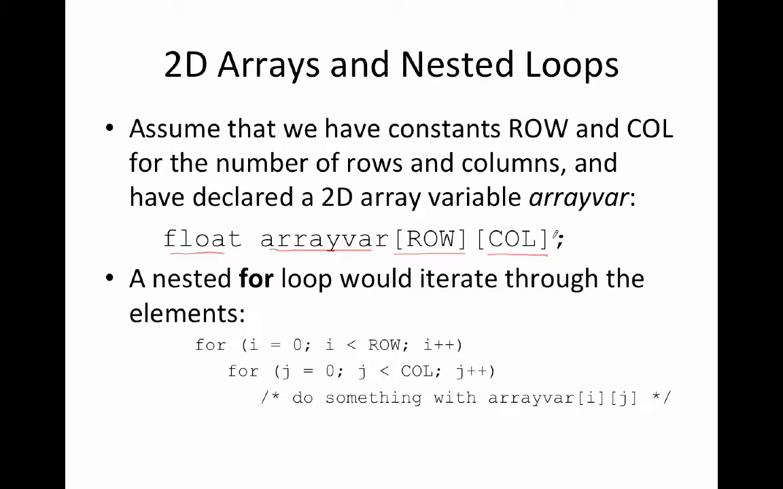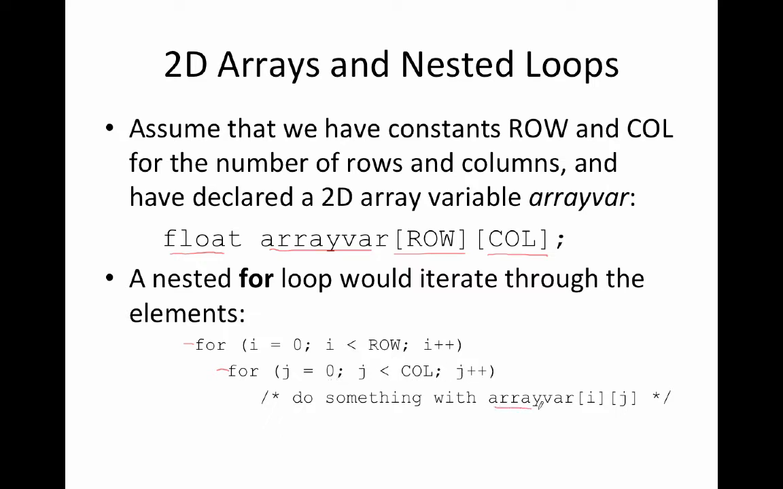So if we have an array variable like that and we want to do something with every element in the array, then we're going to use a nested for loop to iterate through all of the elements. So we're going to loop through the rows and we're going to loop through the columns. For example, here I have a nested loop in which the outer loop is over the rows. So i starts at 0 because the indices start at 0, i less than row, i++. And then the inner loop is going to loop through the columns. j starts at 0, j less than col, j++.